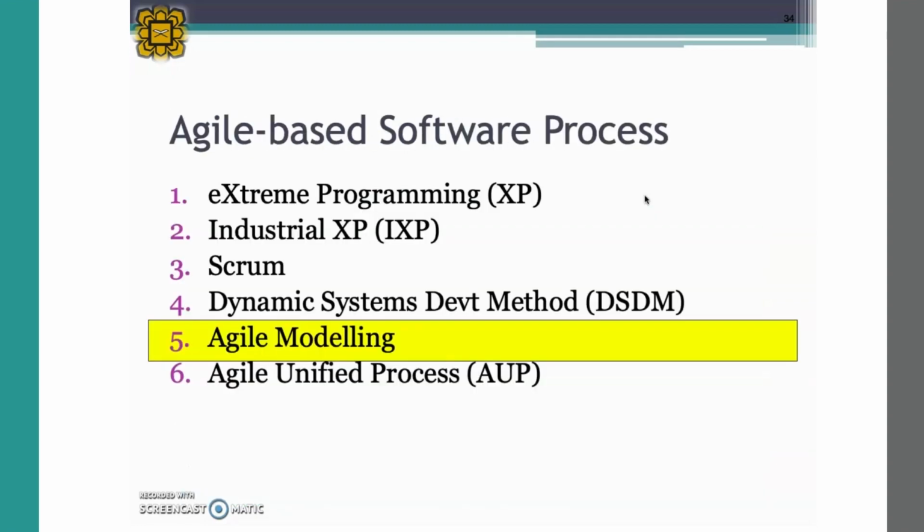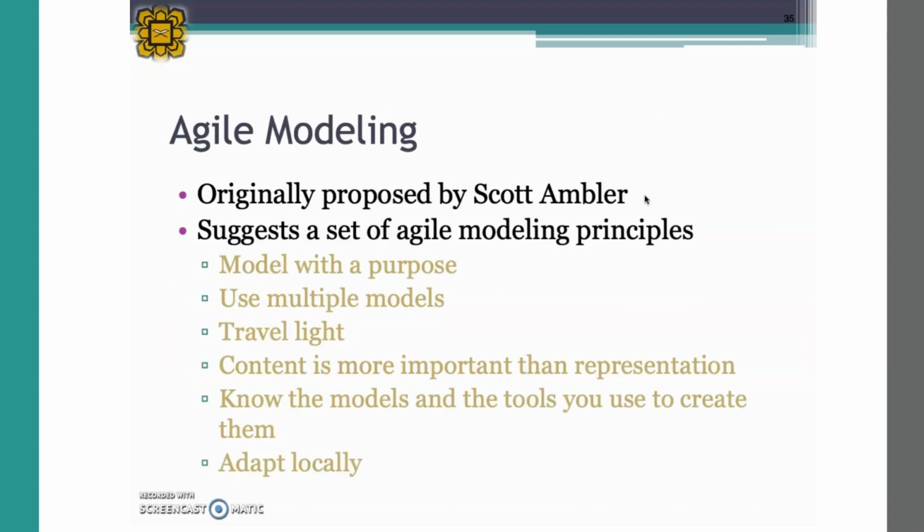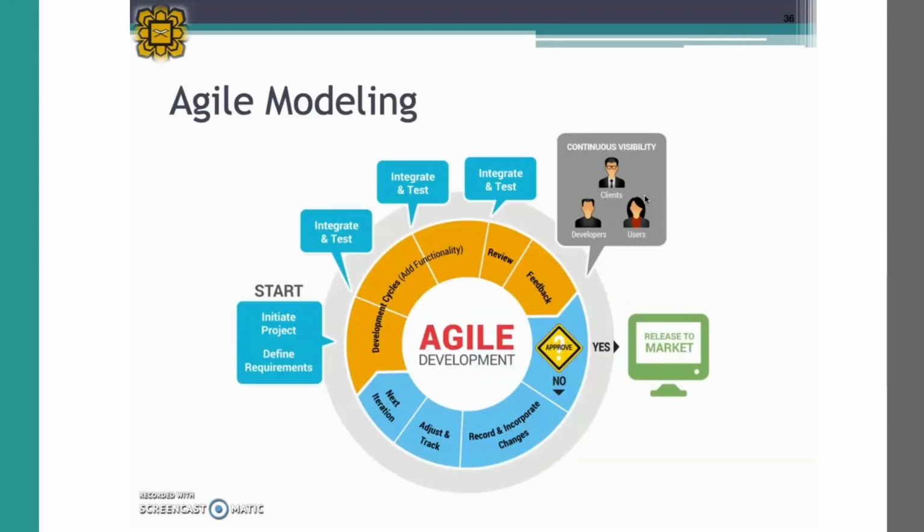Agile modeling. Agile modeling is not really a process model because it focuses more on modeling only. The representation is more general, but the description is more about the modeling part. They also have the idea of a next iteration and iteration.